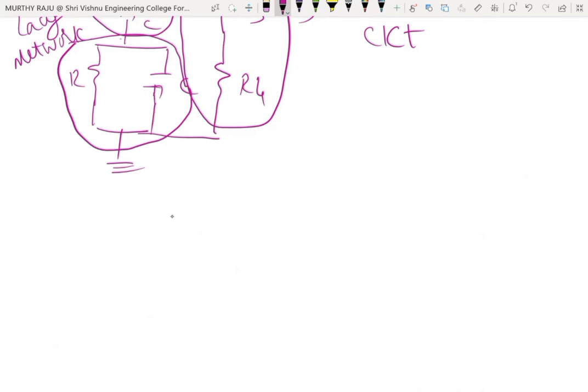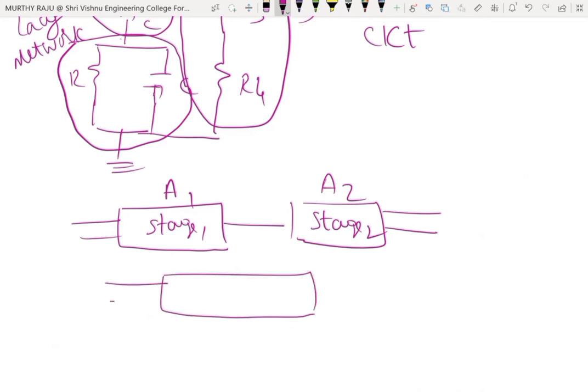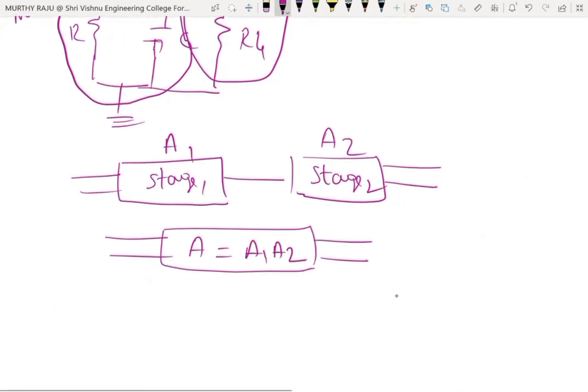Here in the Wien bridge oscillator case, this is stage 1, and this is stage 2. Stage 1 amplifier gain is A1, stage 2 amplifier gain is A2. Overall amplifier gain A is equal to A1 into A2. Due to this high gain, constant oscillations are not produced. Some stability is not there.